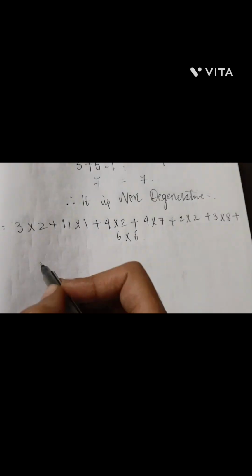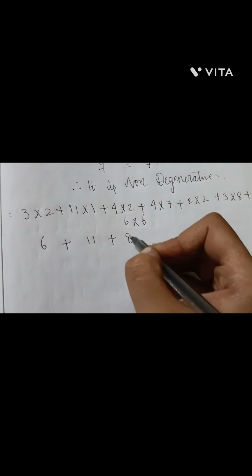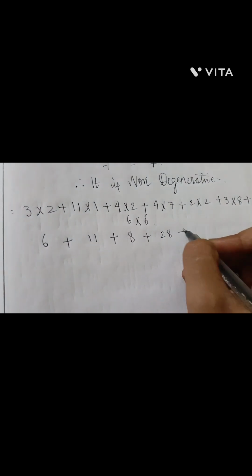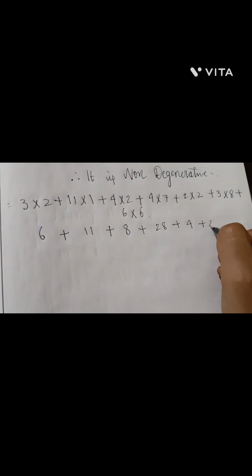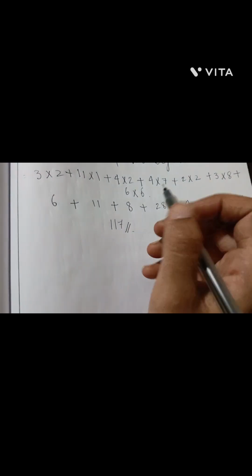So we'll solve this one by one. 3 twos are 6 plus 11 plus 8 plus 4 sevens are 28 plus 2 twos are 4 plus 24 plus 6 sixes are 36, and then our final solution is going to be 117. That is going to be our answer. So yeah, that's how the northwest corner method is solved.